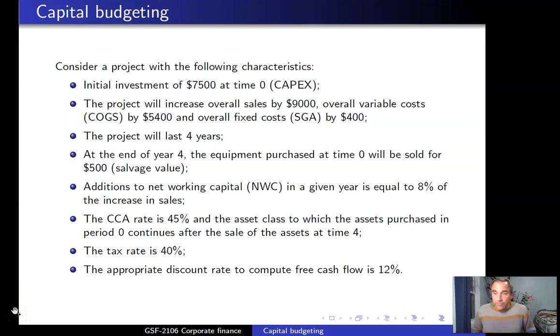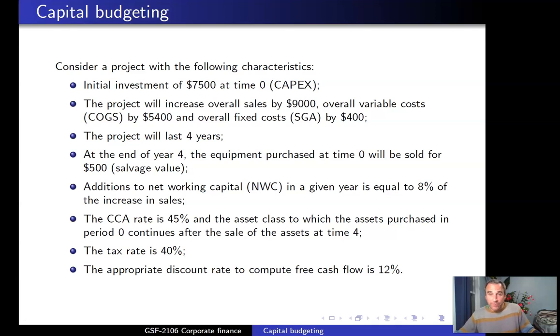Okay, let's go over an example of capital budgeting. So we have the following project. The project requires an initial investment of $7,500 at time zero. That's our capital expenditure, our capex.